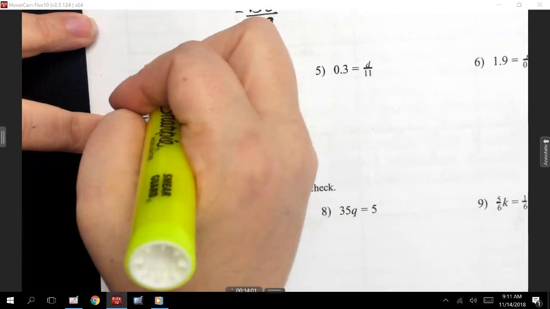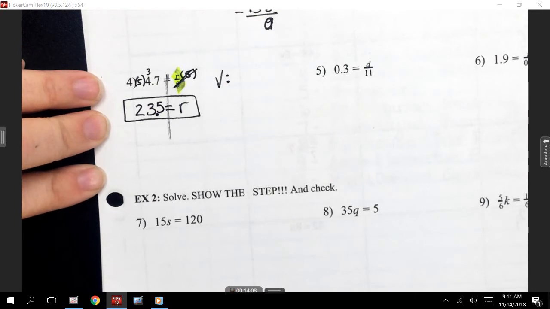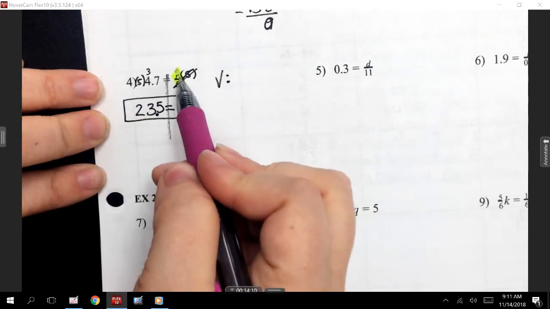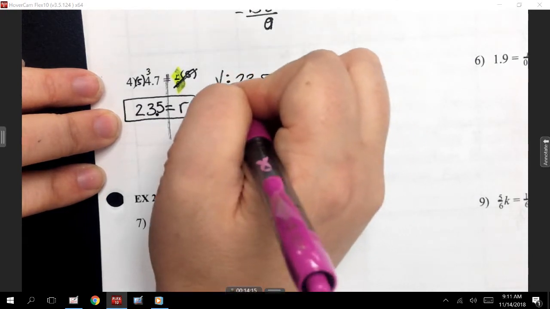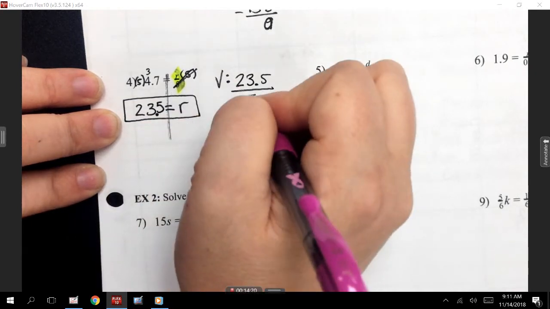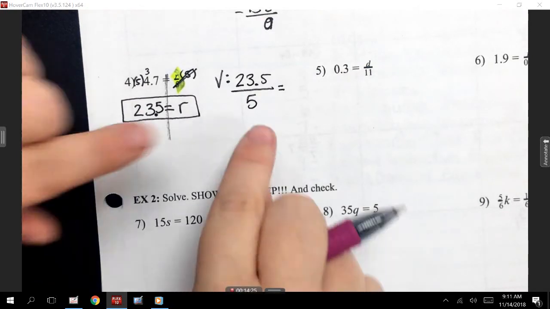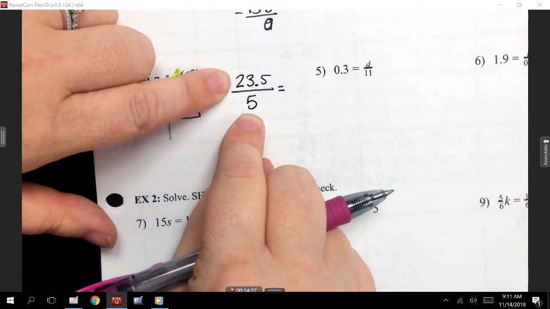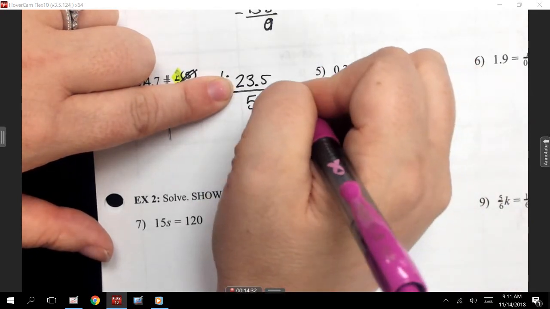Okay. So now let's look. Here's my original problem, that R over 5. So when I check it, what's going to go on top? It said R, so we're going to put 23.5. Draw my fraction bar just like it had it. And what's on the bottom of that? 5. Okay. Now watch how I'm going to do this. I'm going to pretend that I'm doing it in the division house. Can 5 go into 2? No. Can 5 go into 23? Yes. How many times? 4.